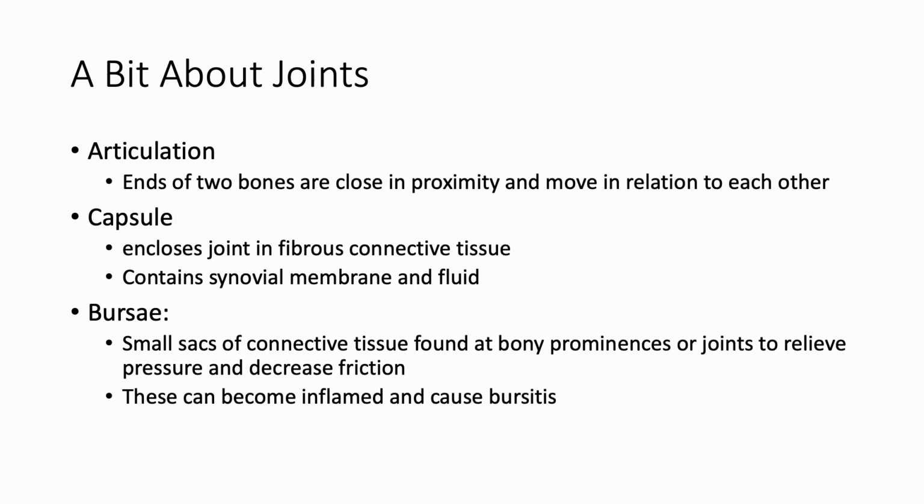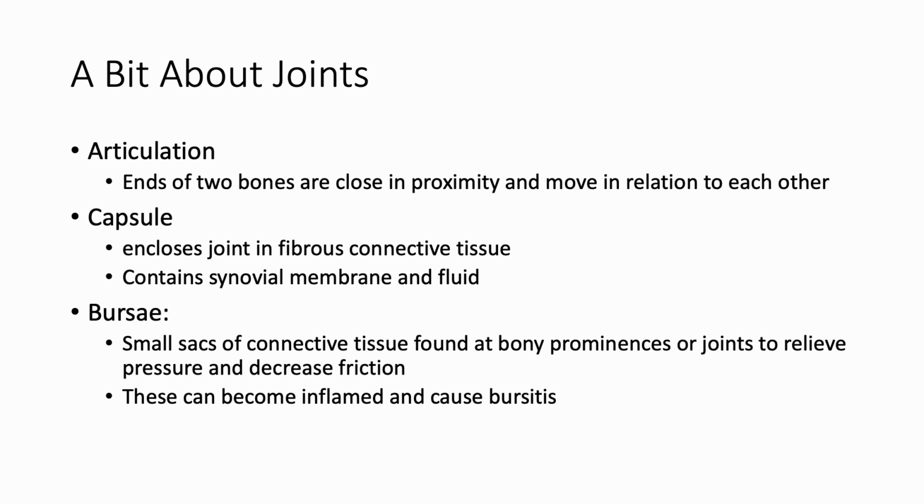A bit about joints. Joints are the articulation of two bones. So when you're talking about it, two bones are close together and move in relationship to each other, like your elbow or your wrist. There is a capsule also, which encloses the joint in fibrous connective tissue, and it contains a synovial membrane and fluid, which is kind of like a shock absorber for the joint.